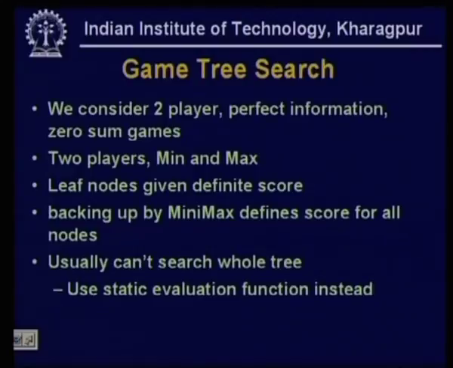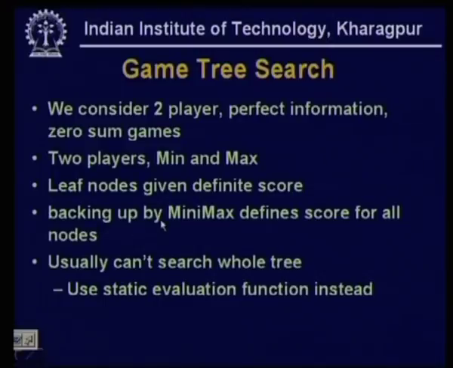So, to recollect, we have considered two-player perfect information zero-sum games, where we have two players, min and max. And the full min-max tree can be drawn so that the terminal positions are either a win, draw or loss, and we can assign a payoff value to the terminal position.